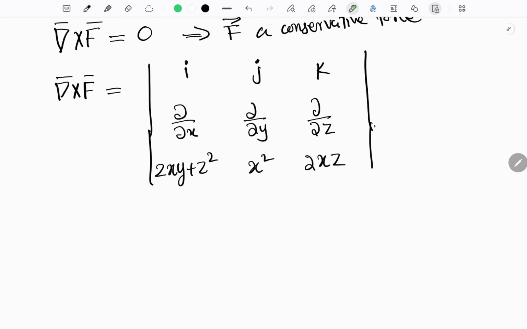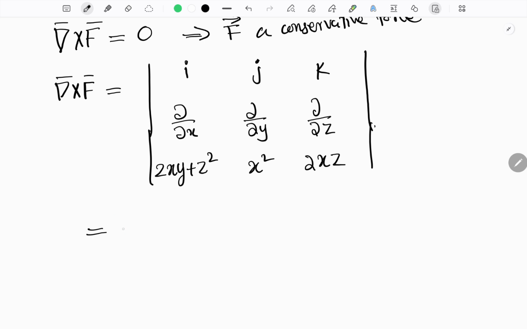Now let us find the determinant. The i component of the determinant will be ∂/∂y of 2xz minus ∂/∂z of x². Similarly, the j component will be ∂/∂x of 2xz minus ∂/∂z of (2xy + z²). And the k component will be ∂/∂x of x² minus ∂/∂y of (2xy + z²). So I'm directly writing the result.